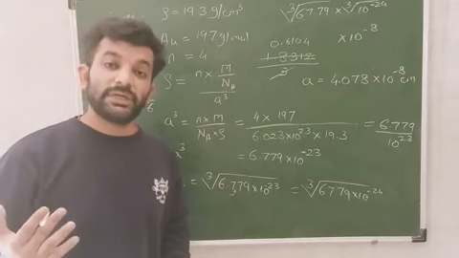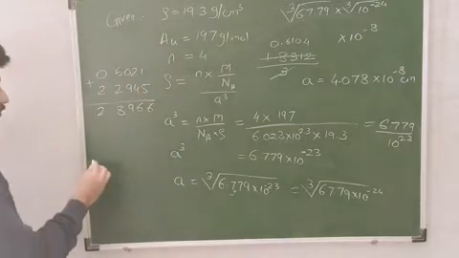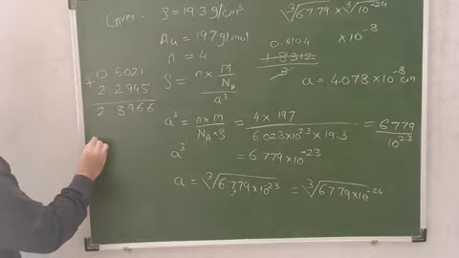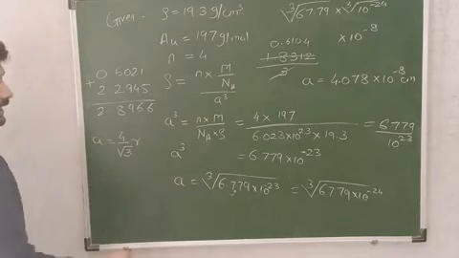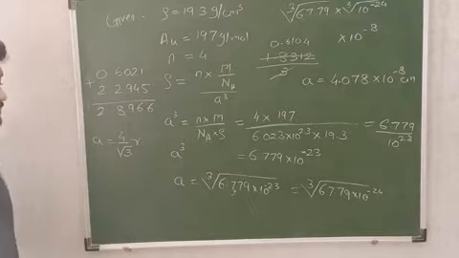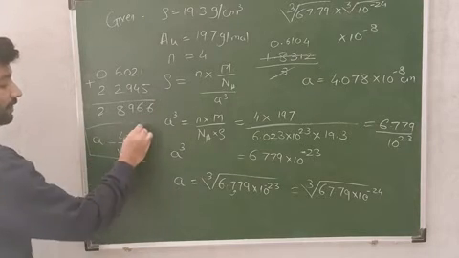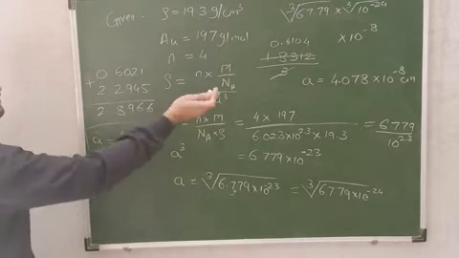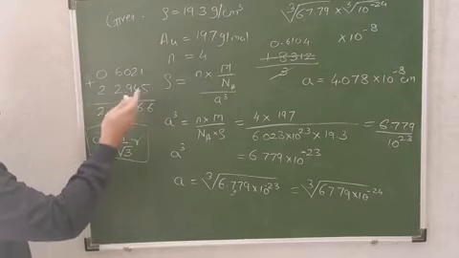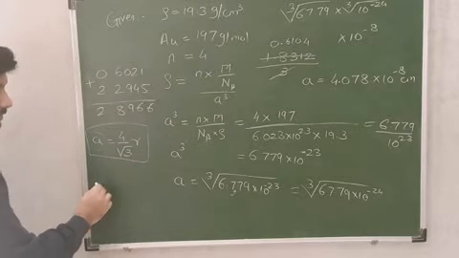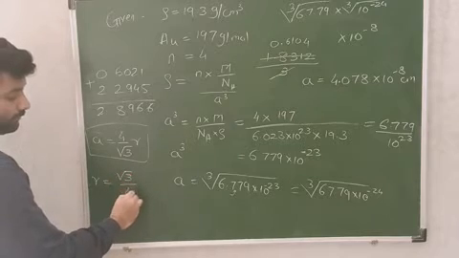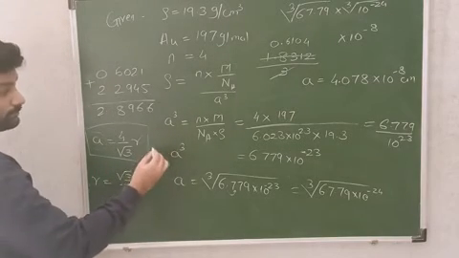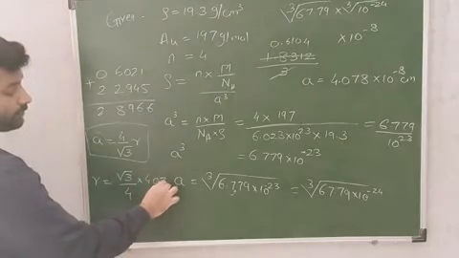We have to find out the radius. As we know, for FCC, A is equal to 4 by root 3 R, and we are asked to find out the radius. Now we have got the value of A. We will substitute the value of A over here and then find out the value of R. So R will be what? Root 3 by 4 into the answer which we are having, 4.078.